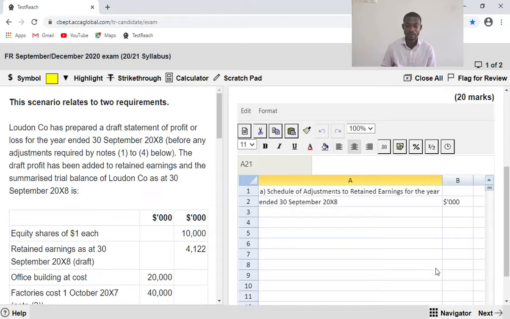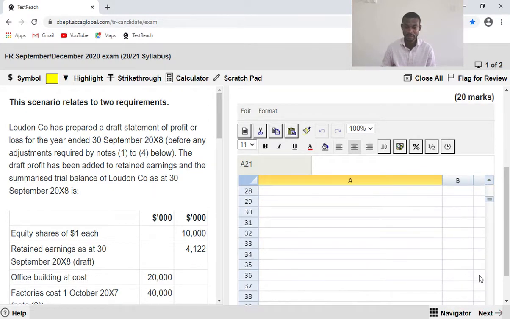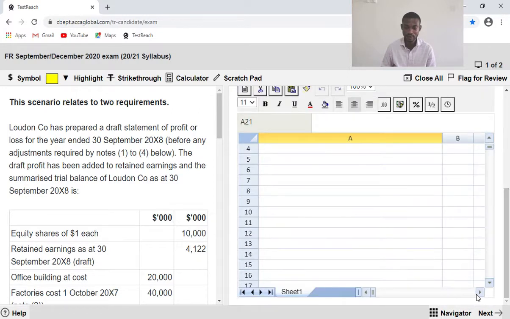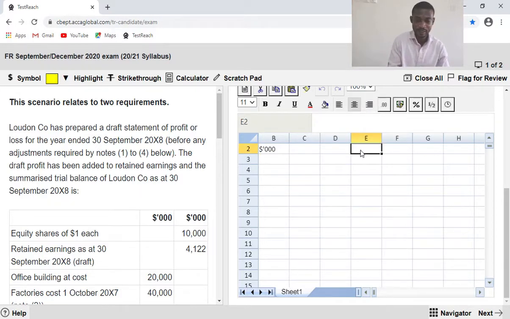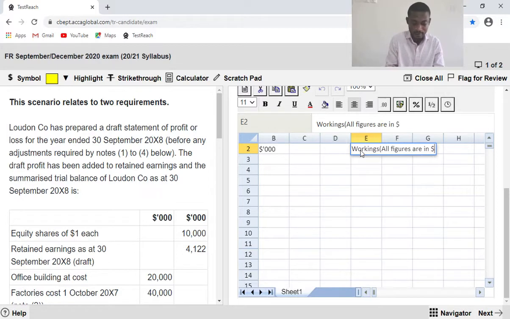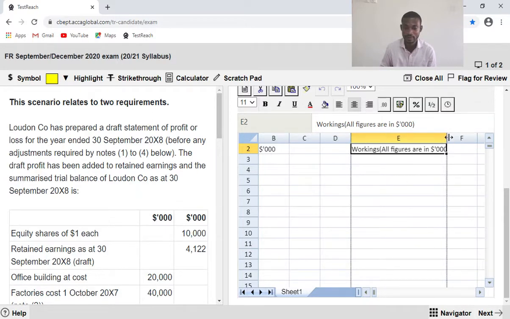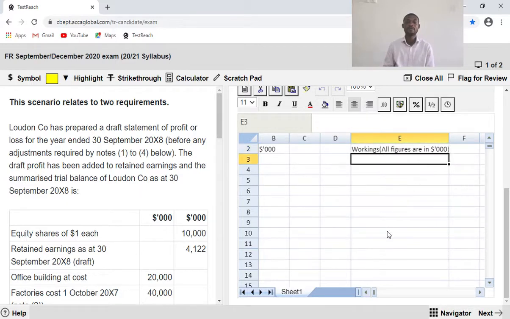Now, what I want to do as I'm building is to put my workings. My workings can start from the figure in B and C, so I can say D, or even in E, just to have enough space. I'll say workings by the side, in bracket, all figures are in thousands of dollars, and close it. So I'll always have my workings by the side. Let me reveal this fully so that I can have a good view of it. So this is it.